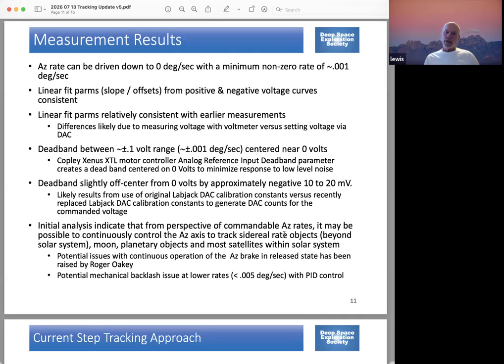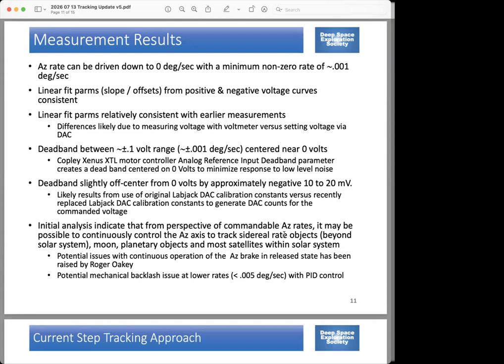Each LabJack DAC comes with some calibrated values from the factory, and each DAC is a little different. When we installed the new DAC in the system, we have not updated the calibration constants for the new DAC. So we're running the new DAC with the old calibration constants. In general, it doesn't make a lot of difference, but it can make a difference in the millivolt range.